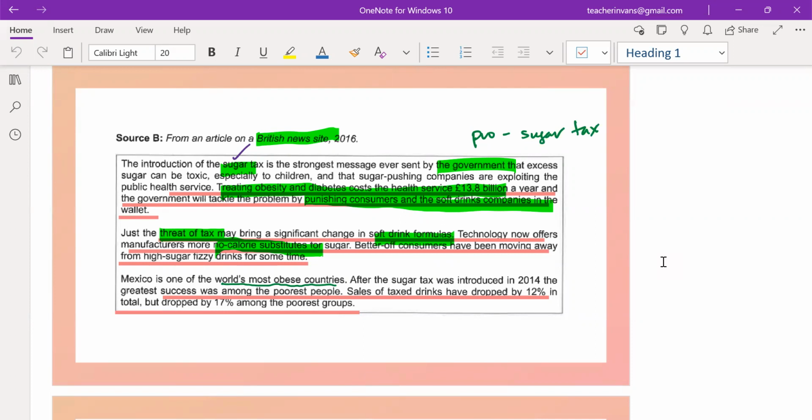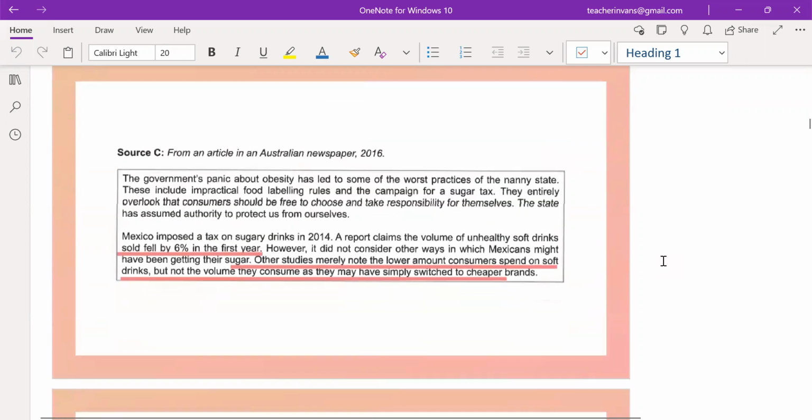Now let's take a look at source C. Source C does tell you that, yes, this is a different Australian newspaper. Now, the government panic is leading to some of the world's worst practices of the nanny state. Nanny state is the government. Okay, it is an impractical food labeling rules and campaign for sugar tax. In fact, what should be done is consumers should be free to choose and take the responsibility for themselves. A tax may not work because, okay, yes, they are talking about the same case study. They are talking about Mexico.